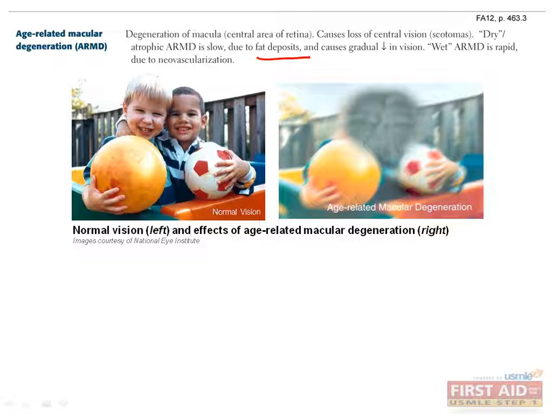Then, in about 10% of people, dry MD progresses to wet MD, which is rapidly progressive. It's caused by neovascularization under the macula. Blood and fluid leak and further damage the macula. This causes acute vision loss. The earliest sign is that straight lines begin appearing distorted and wavy.